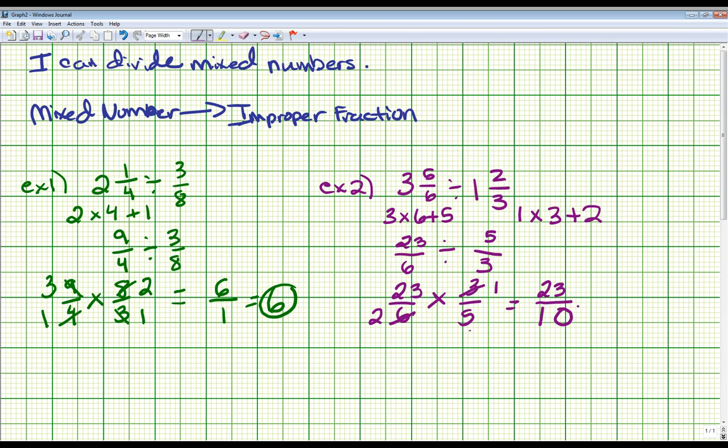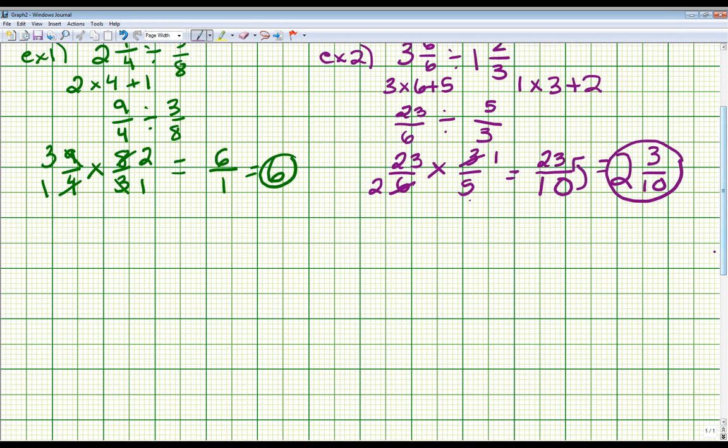Now some students would stop here. However, there are wholes that we can take out of this. So we can ask how many 10s can go into 23. And 10 can go into 23 two whole times, because 2 times 10 is 20. And there are 3 leftovers out of 10. So we have 2 wholes and 3 tenths as our final answer. Okay, at the bottom of page 72, you can go ahead and try the On Your Owns if you need some extra practice. There are 4 of them on the bottom.